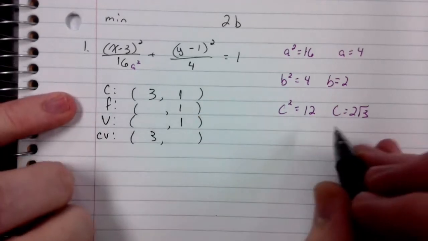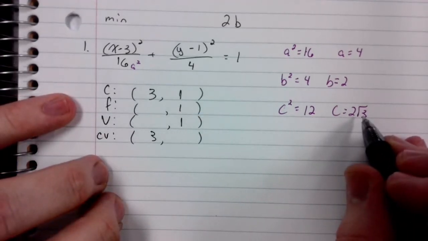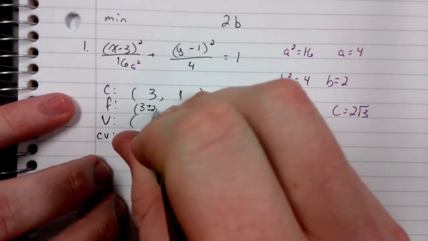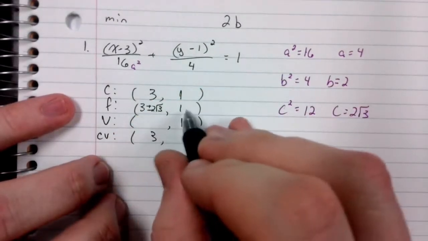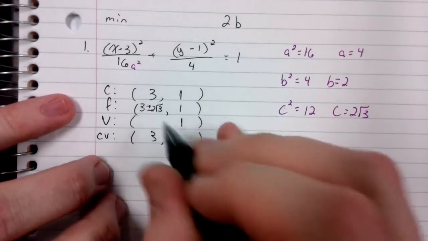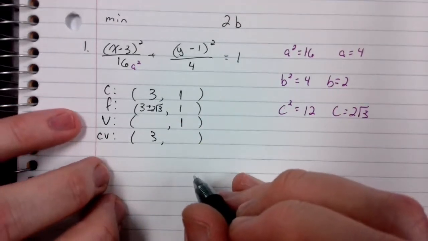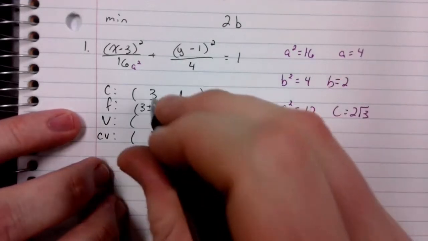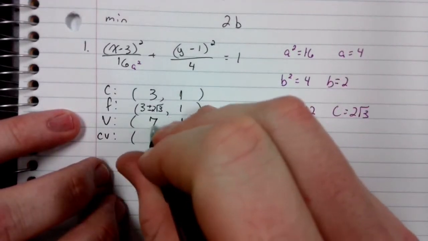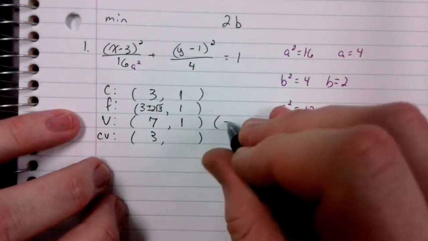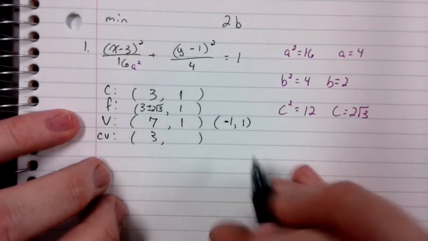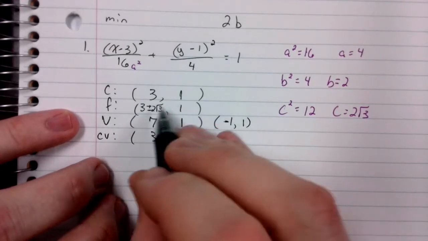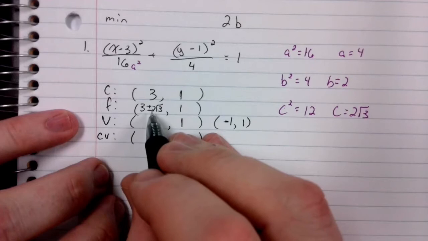For the foci, I use c, which is 2 root 3. So I'm going to take this 3, and I'm going to plus or minus 2 root 3. Those are actually 2 ordered pairs, even though we just express it as 1. Now for the vertices, I'm going to use a, which is 4. So I'm going to do 3 plus 4, which I can simplify to 7, and 3 minus 4, which is negative 1. So I get 2 separate ordered pairs. Notice there's 2 ordered pairs here, but we just write them once because it's plus and minus.